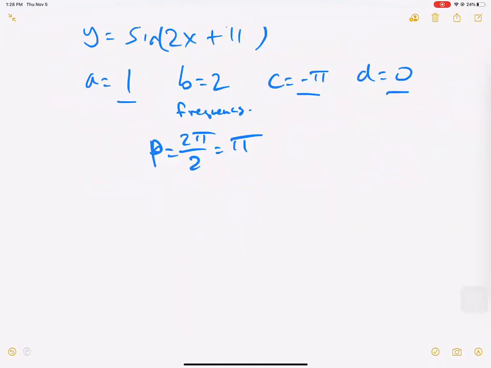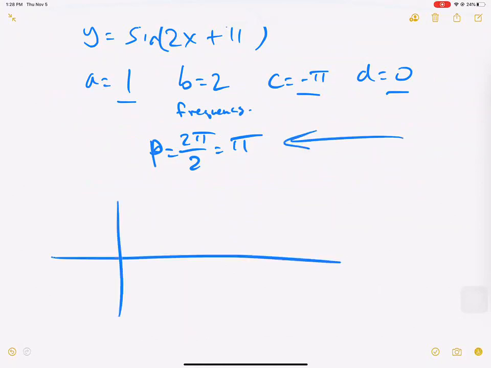Okay, don't freak out. Start from D and work our way backwards. So starting with D, we see D is 0. That's a freebie. Yeah, I like freebies. So D is 0. That's the center of my graph. C. C is not my phase shift. C helps me find my phase shift. My phase shift is x equals C over B.